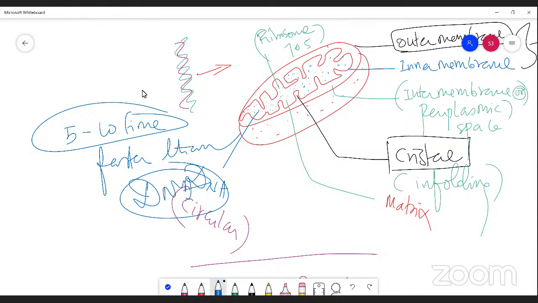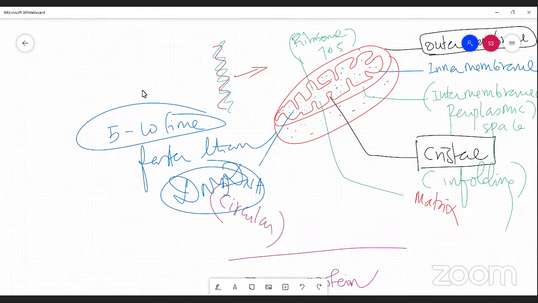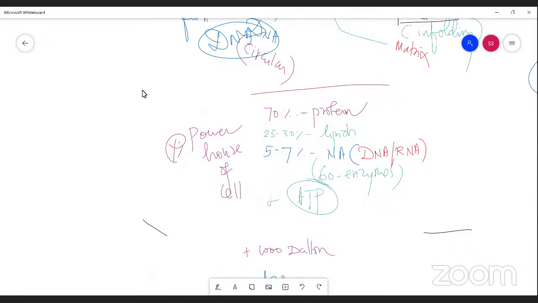Now, could you mention the type of ribosome found in mitochondria? 70S ribosome. Very good. If there is any question, please ask. Did you understand? Yes, sir. Then what is the most striking point of mitochondria? The most important point of mitochondria.